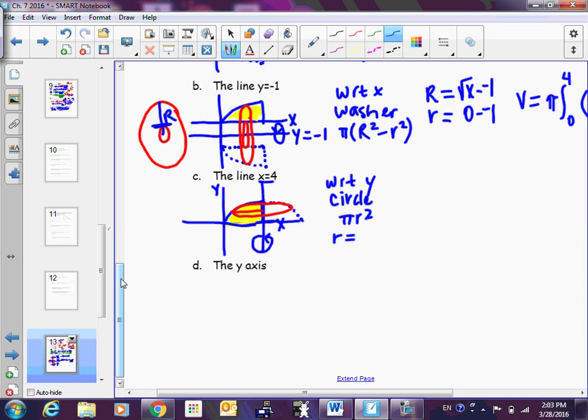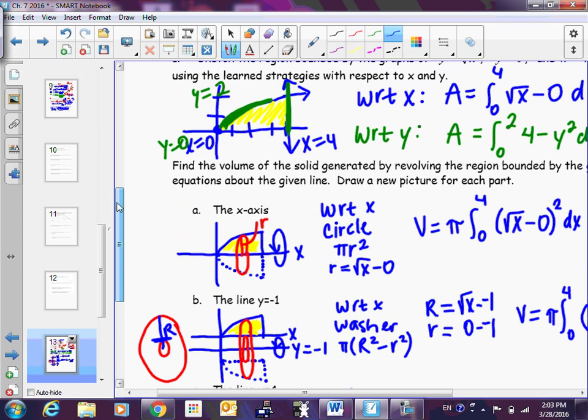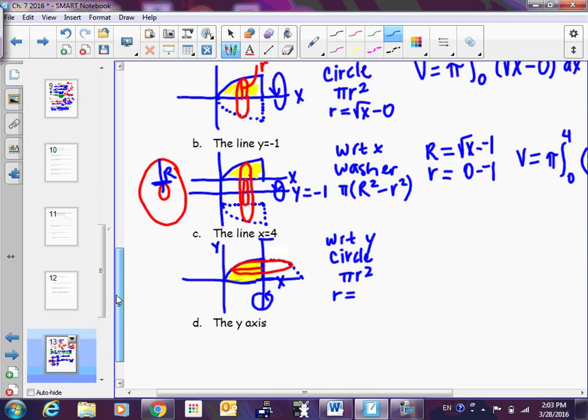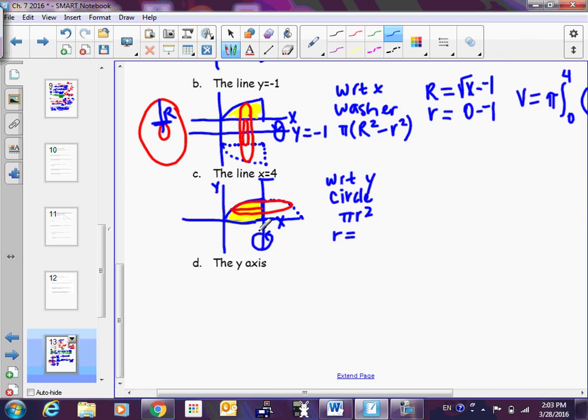Okay, so remember when you did area up here, and you did it with respect to y? See how this was 4 minus y squared? That's what your little r is. If I look right here at this r, it is 4 minus y squared. You have to do this in terms of y because of the direction of the rotation.